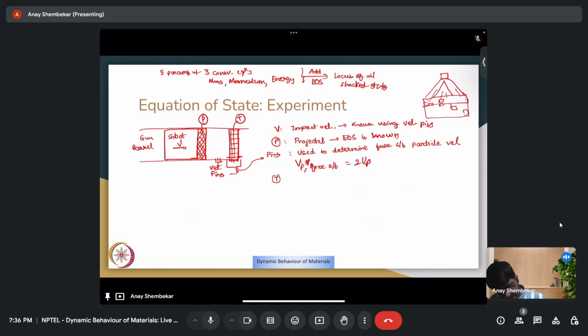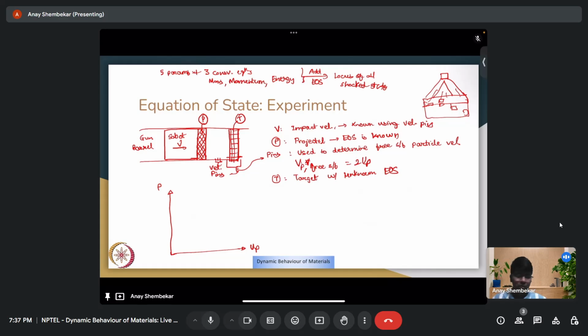Next, T is the target with unknown EOS. So we'll try to establish a pressure and particle velocity relationship. We need only one more relationship for the target. We already have the mass, momentum, and energy conservation equations. So we are looking at the pressure and particle velocity equation.